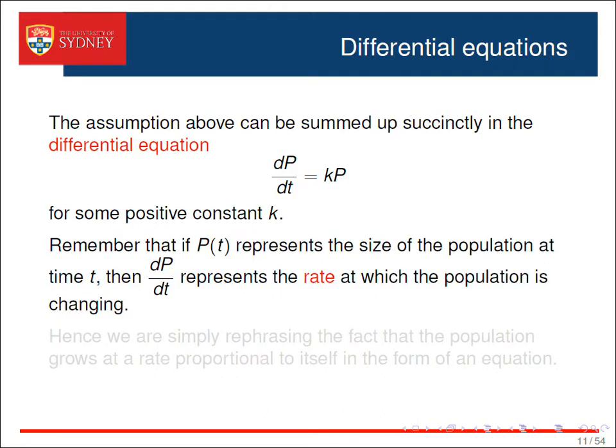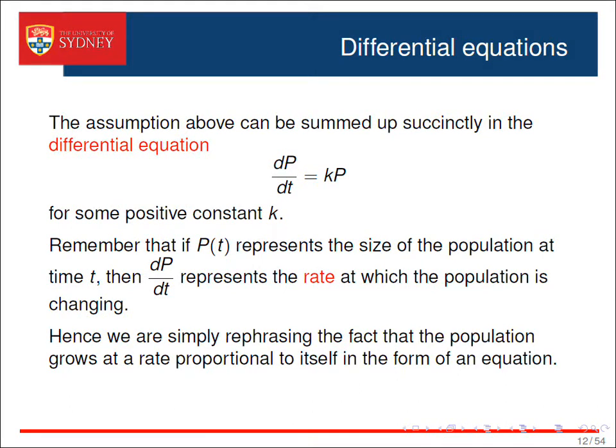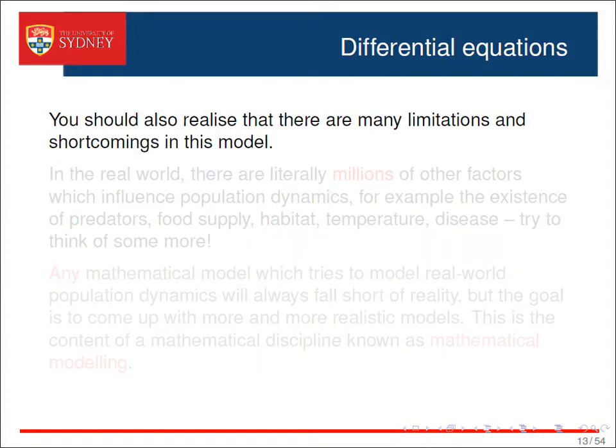K will be positive because we want the rate of change to be positive. Otherwise, the population will be decreasing. This is an important idea, rewriting an English sentence into mathematical notation. We should pause to take a moment and think about this model, which is definitely not perfect.